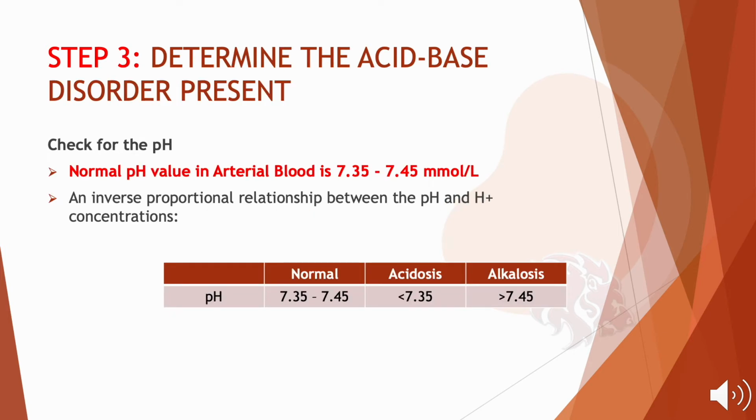Step 3 is to determine the acid-base disorder present. First, check the pH. The normal pH value in the arterial blood is 7.35 to 7.45. There is an inverse relationship between the pH and the hydrogen ion concentration.